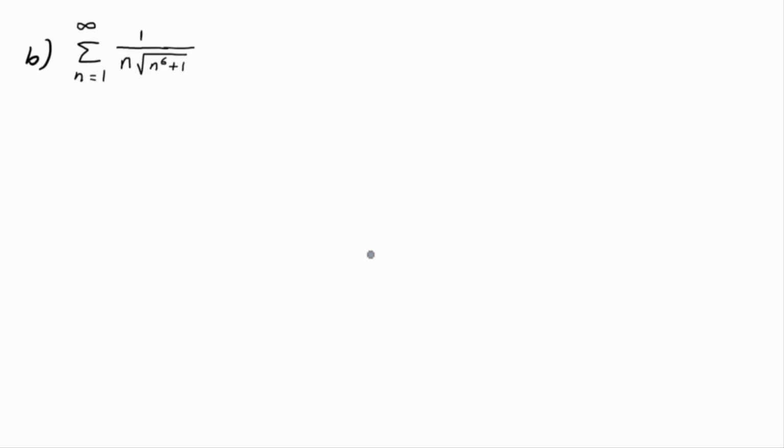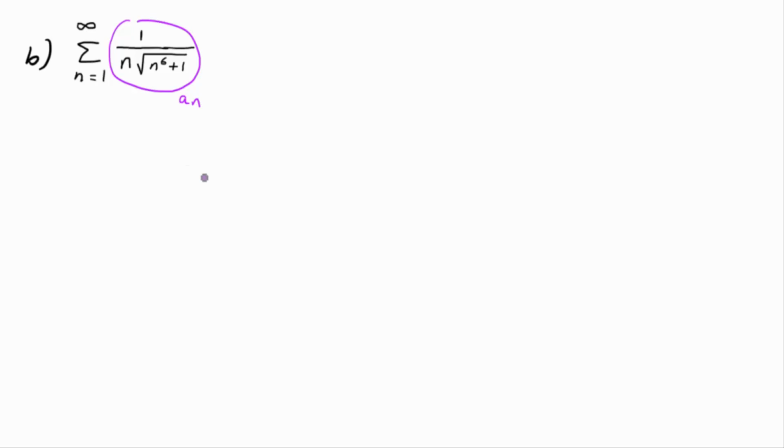Let's use limit comparison for the sake of argument, and then we can talk about whether or not just the comparison test would work. So the sum n equals 1 to infinity of 1 divided by n times the square root of n to the 6th plus 1. All right, so again, we think of this guy as a_n.